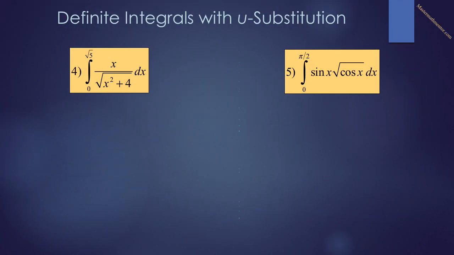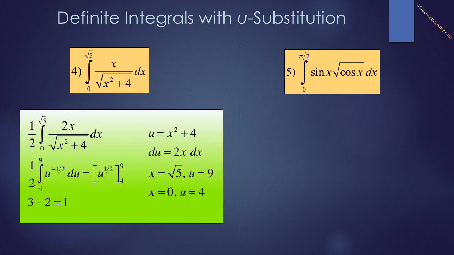Hi, Stu Schwartz. Numbers 4 and 5 ask to find the definite integral of an expression. You can choose to change the limits or not, and verify your answers on the calculator, either by graphing it or just asking for the definite integral between the given limits. Number 4 asks for the integral from 0 to the square root of 5 of x over the square root of x squared plus 4 dx.